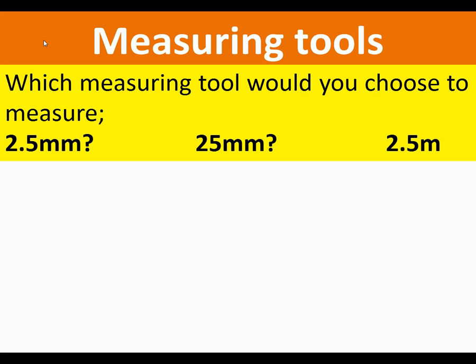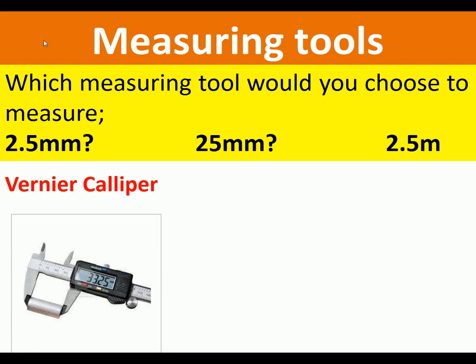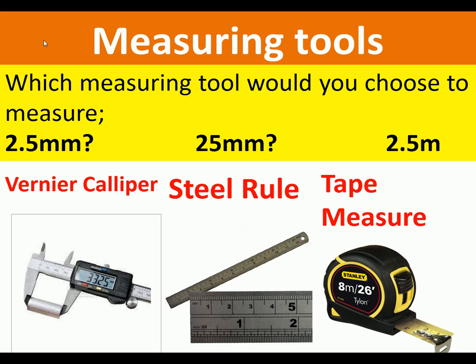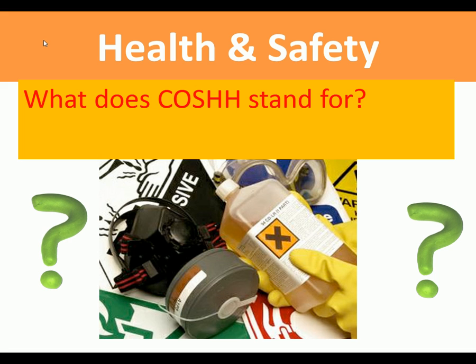Measuring tools. Which measuring tool would you choose to measure 2.5 millimeters? A vernier caliper. Which tool would you choose to measure 25 millimeters? A steel rule. And 2.5 meters? A tape measure.